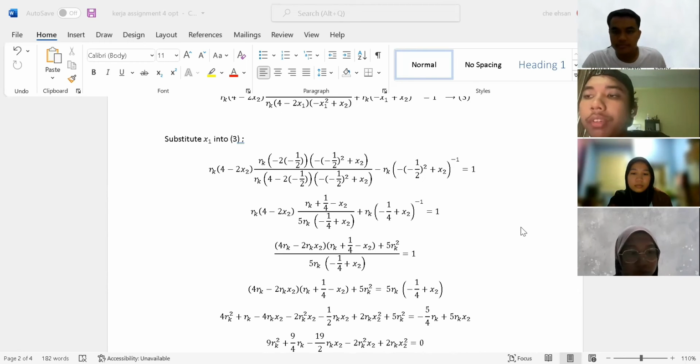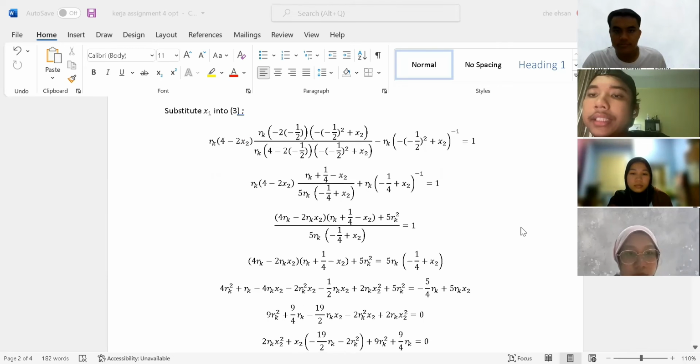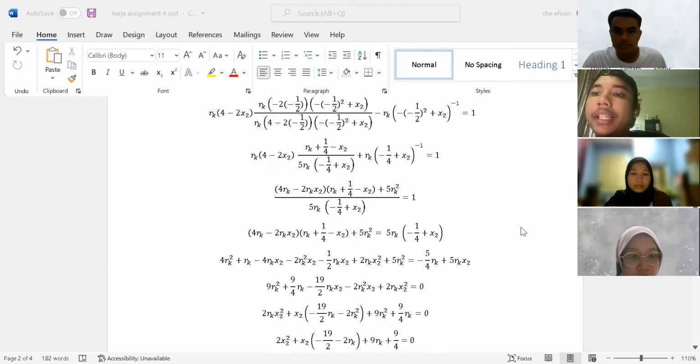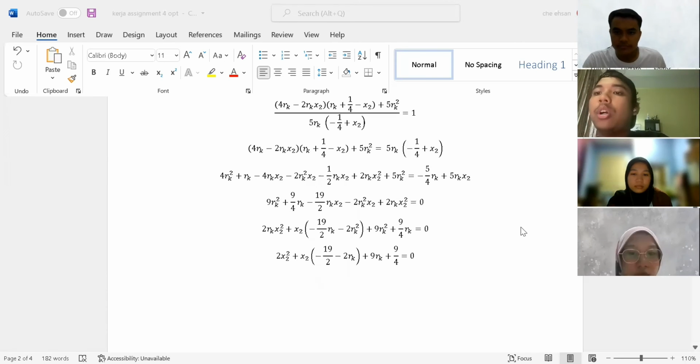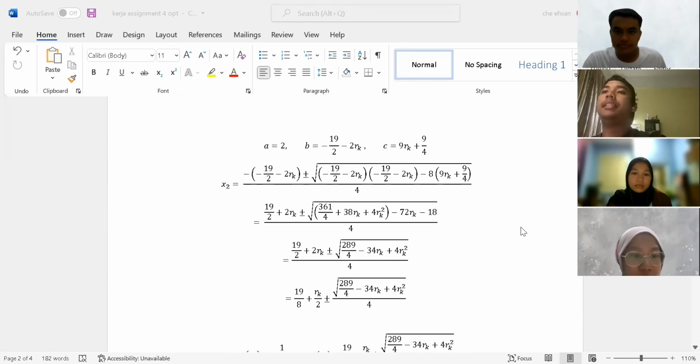We solve it and calculate until we got a quadratic equation, which is 2x2 square plus x2 times (negative 19 over 2 minus 2 rk) plus 9 rk plus 9 over 4 equal to 0. So I will pass to the next presenter. Right, so from the previous equation, we obtain A equal to 2, B equal to negative 19 over 2 minus 2 rk, and C equal to 9 rk plus 9 over 4.